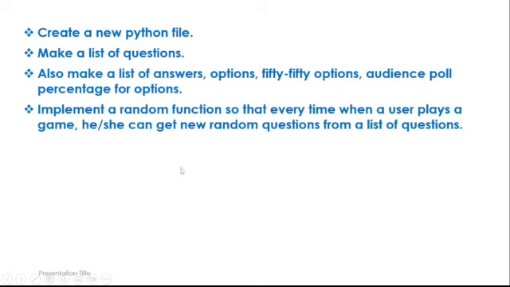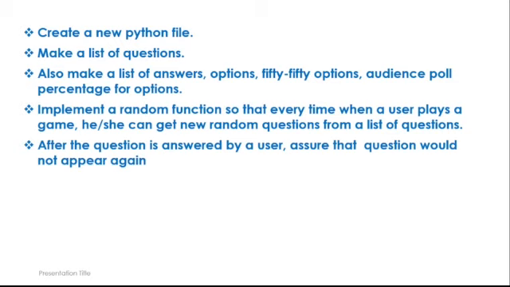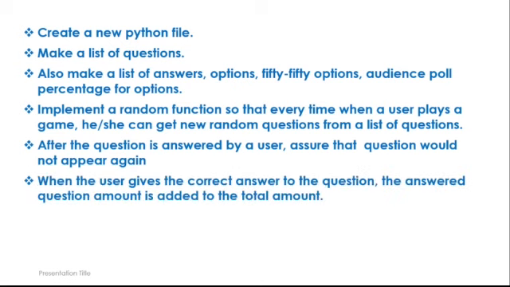Whenever the participant gives the right answer, they move to the second question, then the third, the fourth, and so on. Once the user answers correctly, that question should not be asked again. That's the condition here. When a correct answer is given, the question amount is added to the total amount. For example, if 5,000 is the next question and it's answered right, it is added: 5 plus 5, 10,000 added to the user's account.